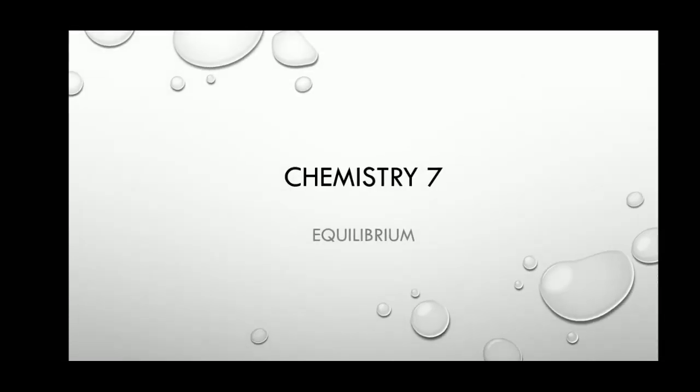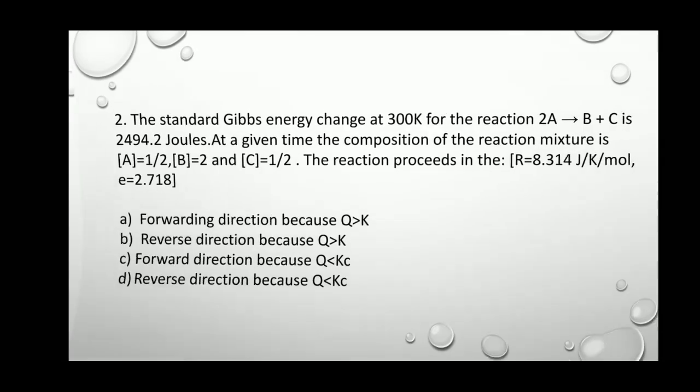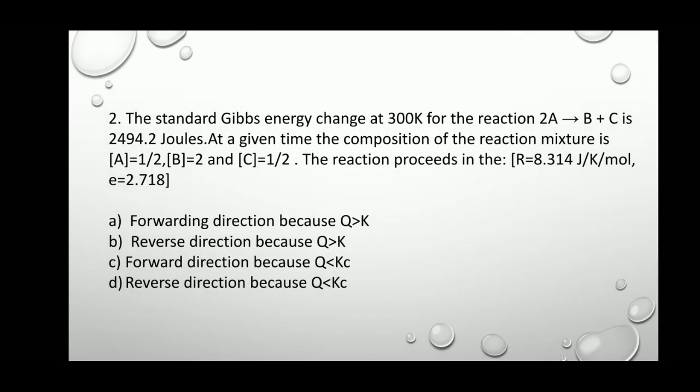Now let's discuss a chemistry question. The standard Gibbs energy change at 300 Kelvin for the reaction 2A giving B plus C is 2494.2 joules. At a given time, the composition of the reaction mixture is given. We are asked to find the direction in which the reaction will proceed.